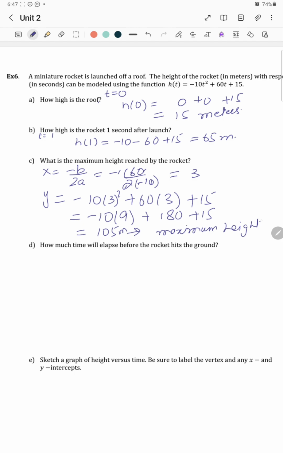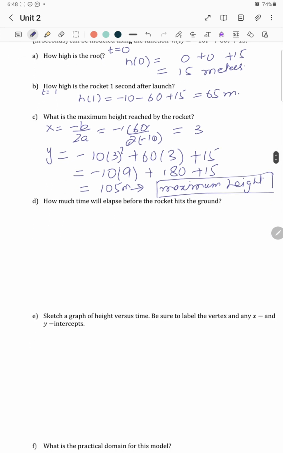So always remember, when it asks how high the roof is, height means t is equal to 0. If it's 1 second, put time equal to 1, and if it's maximum height, find the y coordinate. How much time will elapse before the rocket hits the ground?